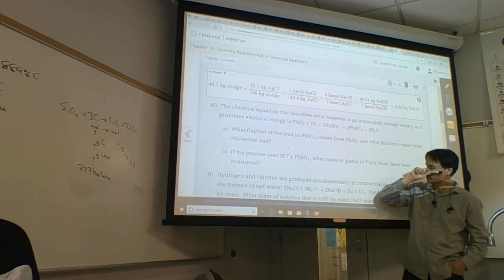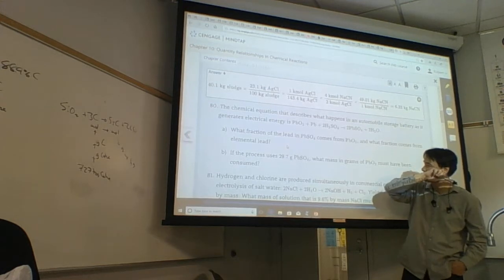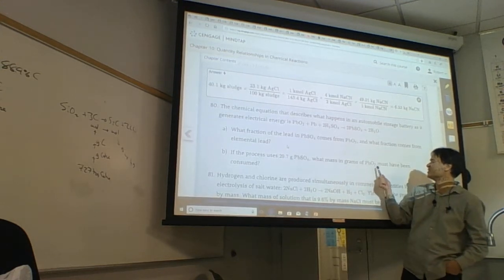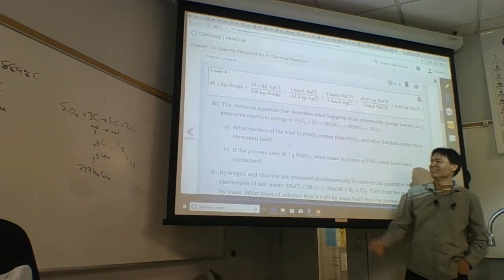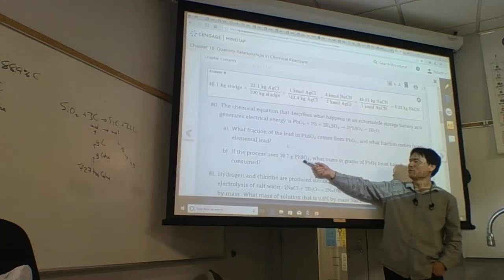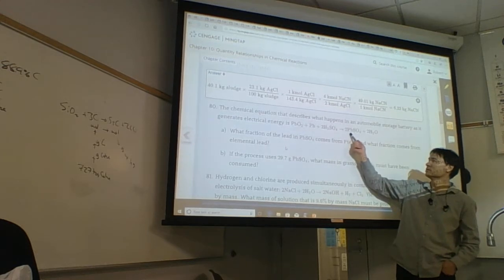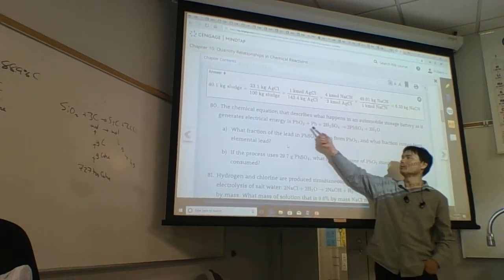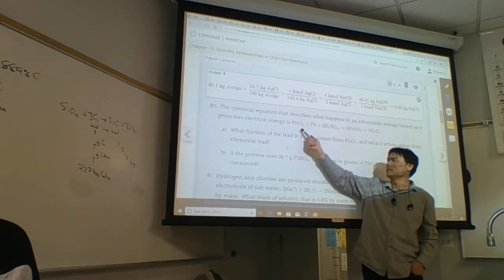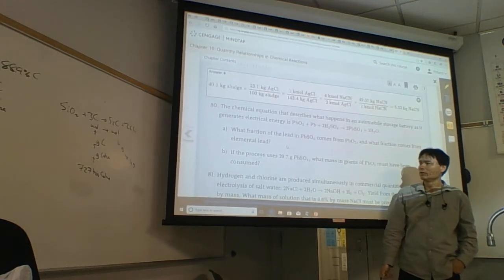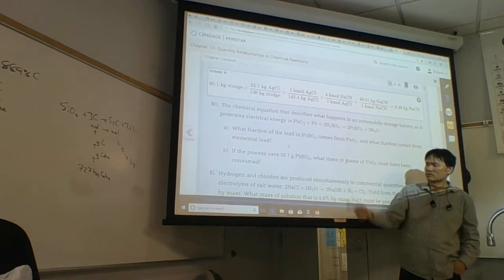If the process uses 29.7 grams of PbSO4, what mass in grams of PbO2 must have been consumed? Well, this one we don't really need A. We just go from grams of PbSO4 to moles of PbSO4, and then from moles of PbSO4 to moles of PbO2. So this is just a standard stoichiometry, and the moles of PbO2 to grams of PbO2. So A is irrelevant, answering part B.